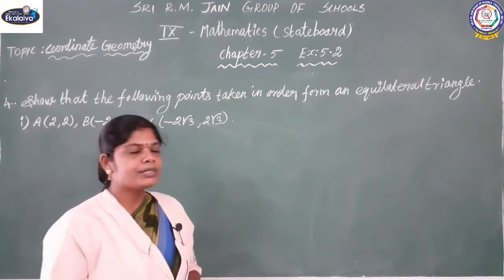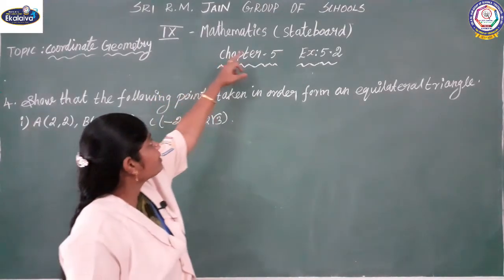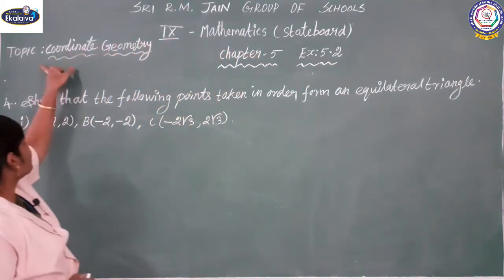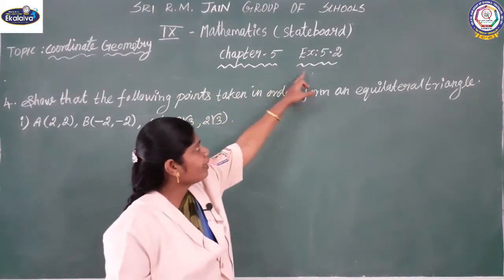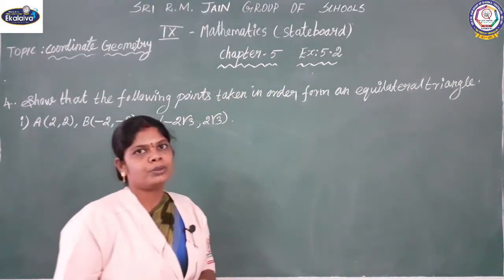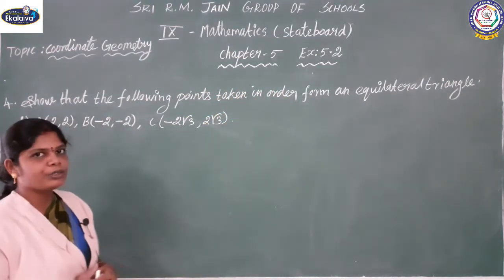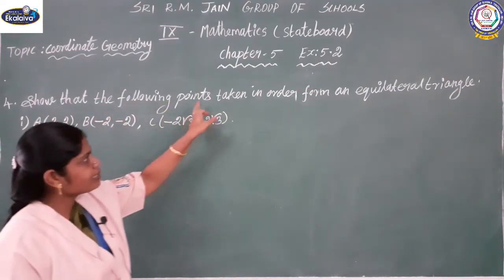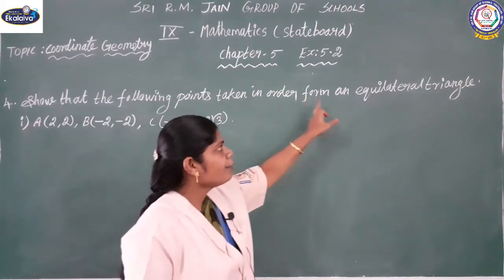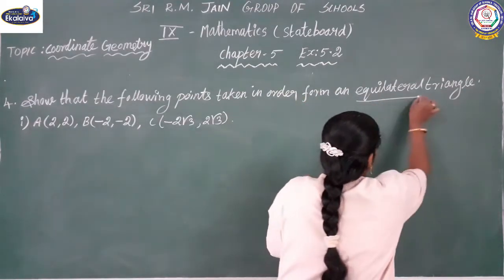Today we are going to see 9th standard state board maths. The topic is coordinate geometry. Chapter 5, exercise 5.2. The continuations we are going to see. Show that the following points taken in order form an equilateral triangle.